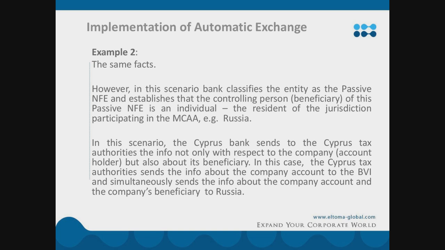In this scenario, the Cyprus bank will send to the Cyprus tax authority the information not only with respect to the company, to the BVI company, the account holder, but also the information about the beneficiary of the BVI company or the controlling person. In this case, the Cyprus tax authority sends the information about the company account to the BVI and simultaneously sends the information about the BVI company account and also about the company's beneficiary or controlling person to Russia, because the controlling person is tax resident in Russia, well, according to the facts of this particular scenario.